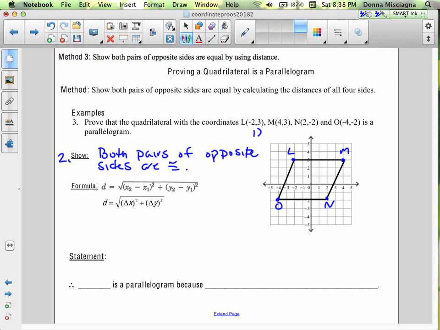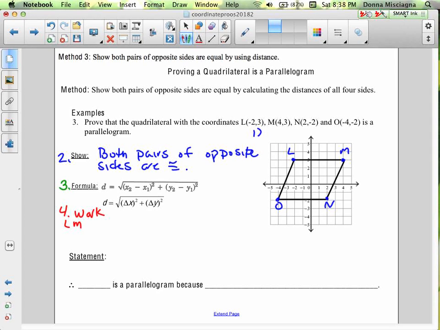Sometimes maybe you're not told what way to use, and then you have to decide which of the 4 methods. Our formula is already written in there for you. So step 3 is the formula, but that's already there, so we don't have to write it again. Now step number 4 is the work. We're going to use the distance formula to calculate all 4 sides.